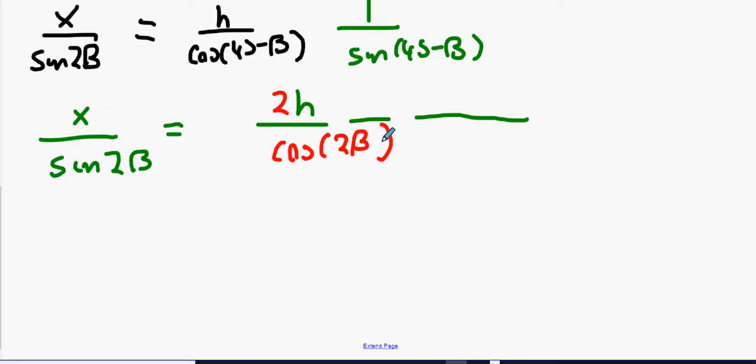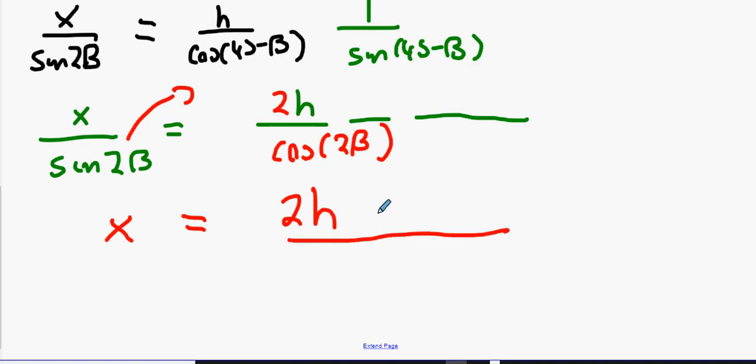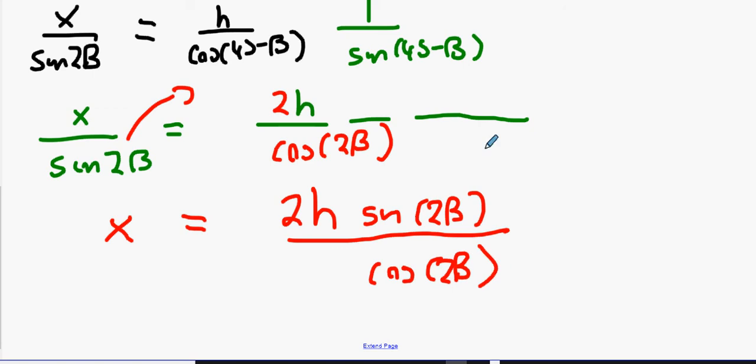Alright, gents. Anybody care to finish her off? Finish the question off. Okay, guys. What do you get here? Yeah. Alright. And then what happens down here? What's sine 2b and cos 2b? And what was I asked to prove? X is 2h tan 2b.